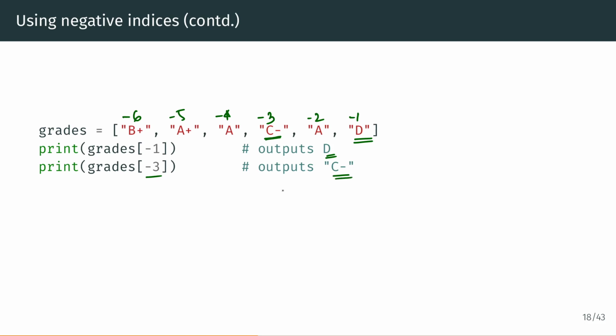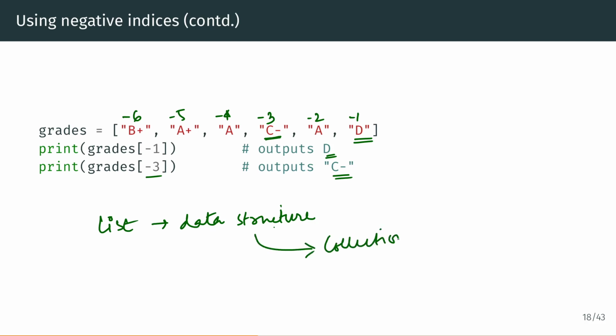Okay, so let's stop here right now, and we'll continue our discussion of lists and some useful operations that you can do with lists. But for now, to summarize, a list is a data structure, which means it's a collection. It's a collection of data, right?